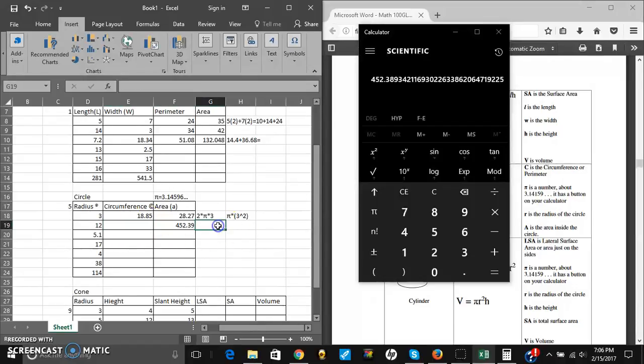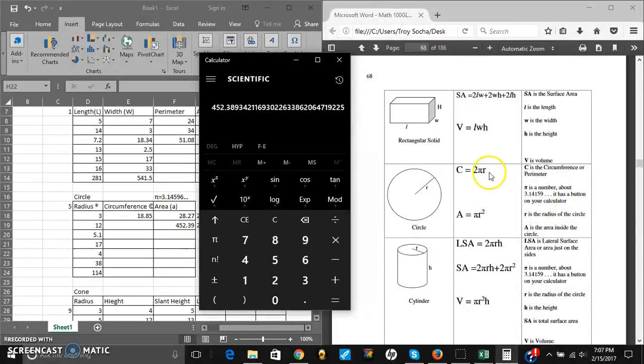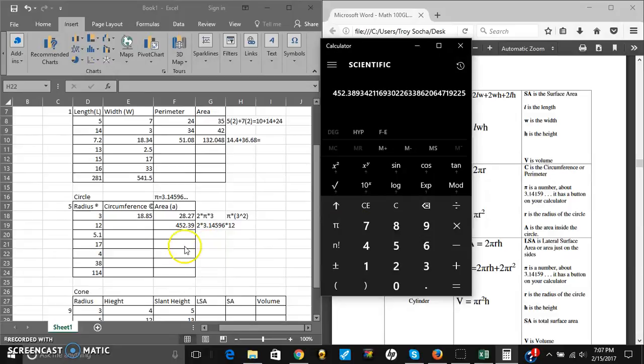Now let's do circumference. We're going to do it backwards here. So this is 2 times pi times 12. You just keep plugging in the number that changes, the r. If we look over here in our formulas, the r is the only thing that changes. Everything else is a constant for circles. So 2 times pi times 12 is 75.4.